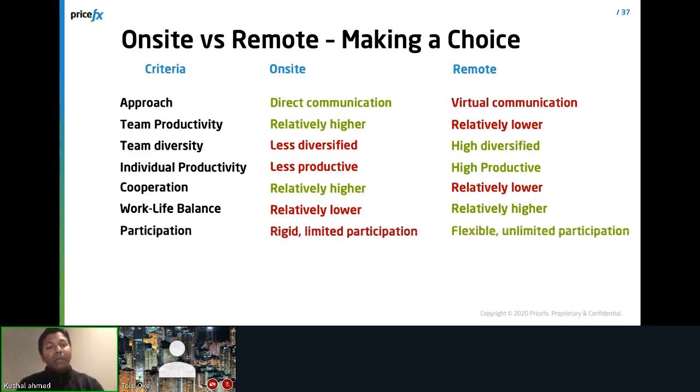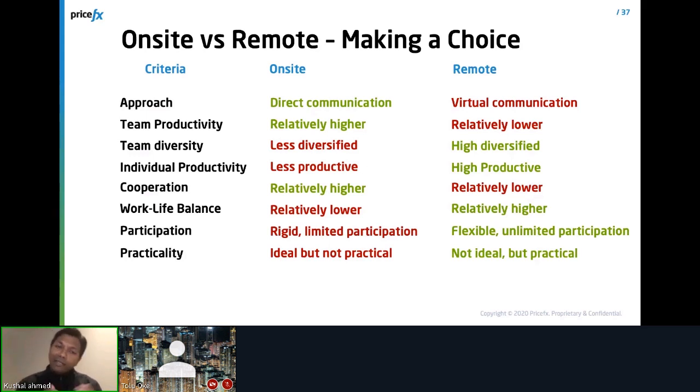For participation, for on-site, it's going to be very rigid, with very limited participation. For remote, it's going to be flexible with unlimited participation. Anyone can join from anywhere. For practicality, well, on-site would be loved, but it's just not practical. It's ideal, but it's not practical. For remote, well, not ideal, I'd say, but it's practical. So we have mixed feelings for both these categories, on-site and remote, and that's why we actually choose both.